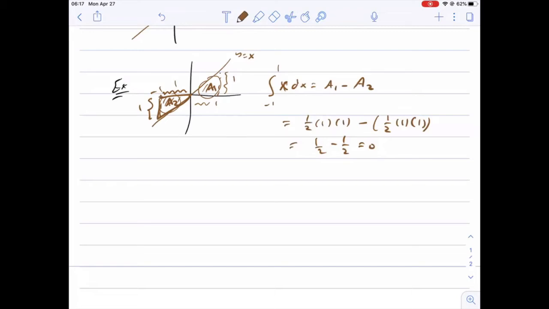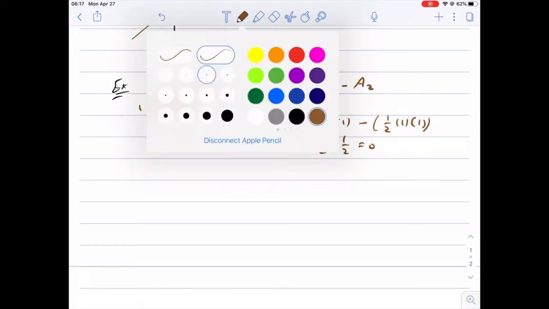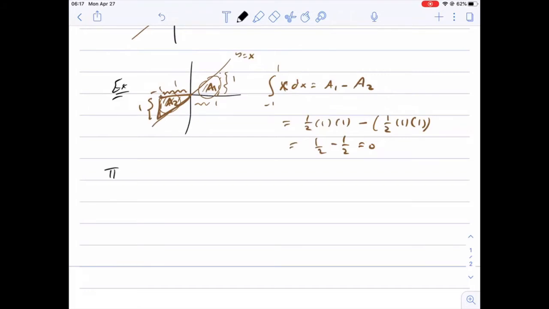Now we have a very important theorem. That theorem is called the fundamental theorem of calculus. So this theorem says that the fundamental theorem of calculus, it consists of two parts, but we will just focus on one part in this section.